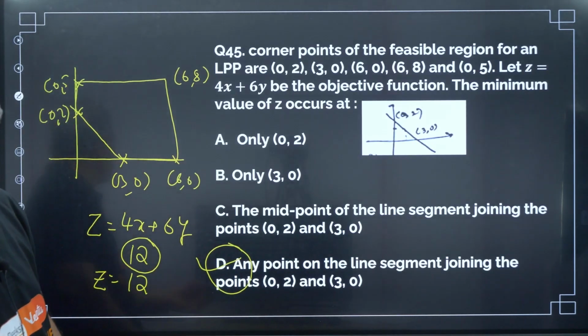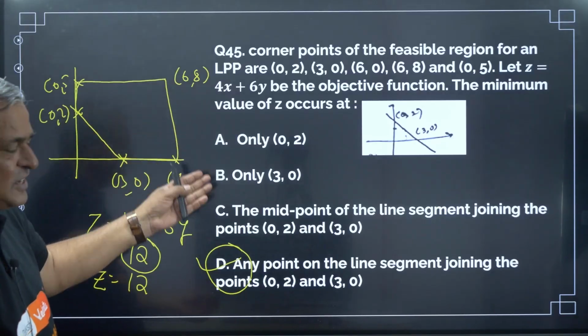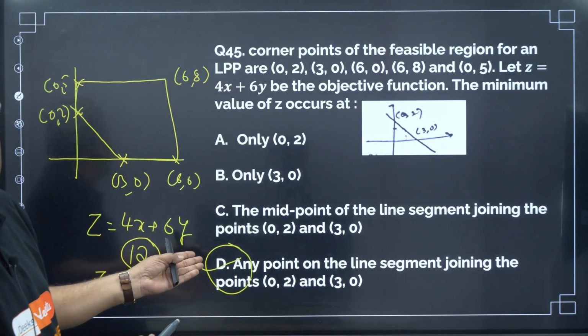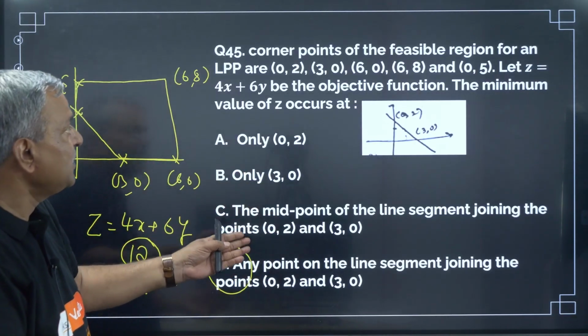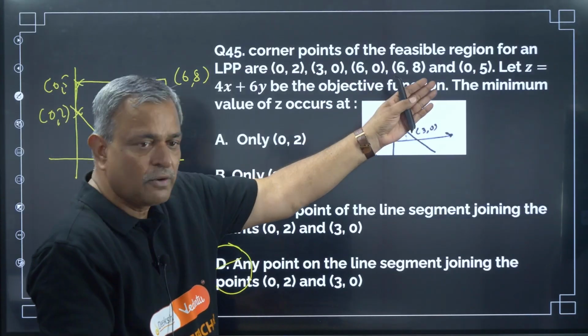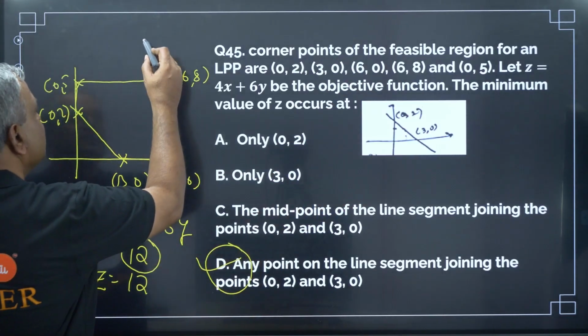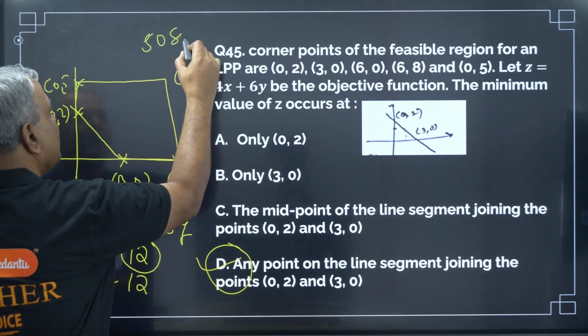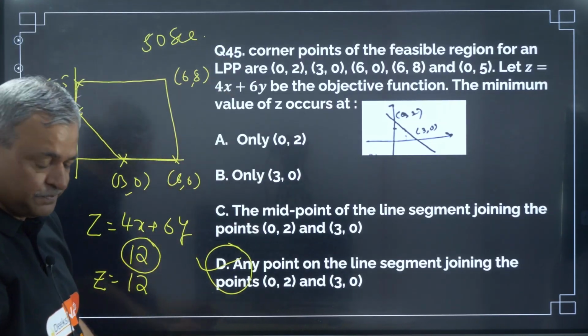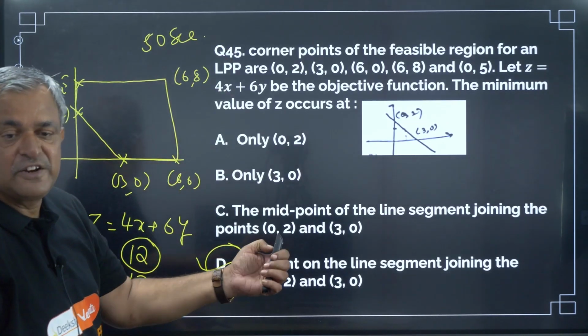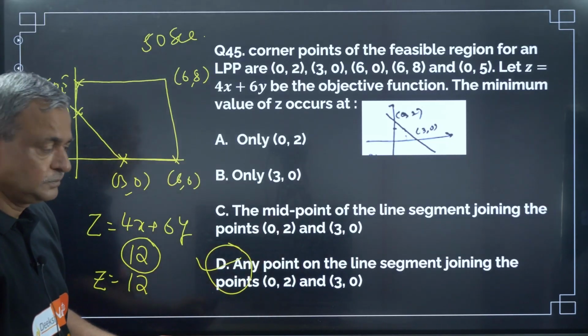Okay, nothing else can be done. 45, option D is correct, because this is the diagram. Just put the values of x and y. How many coordinates are given? 1, 2, 3, 4, 5. Each coordinate takes 10 seconds to put. You can easily do it within 50 seconds. It is more actually. But 10 seconds to put each and every point.